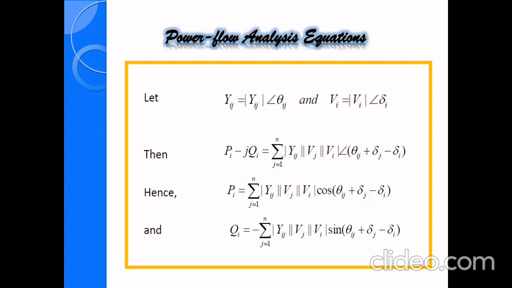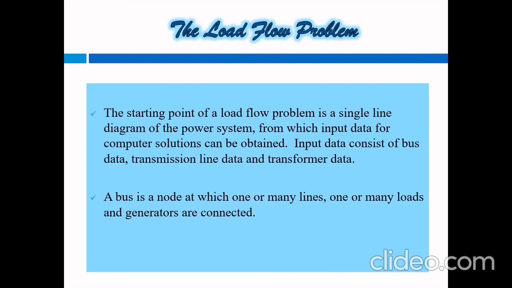So Pi is sigma of all this, Yij Vj Vi, then the cos of this angle results in real power. And if you take the sine of the same angle with a negative sign, because it is minus jQi, is it not? Qi is minus of sigma Yij Vj Vi sine of theta ij plus delta j minus delta i. So Pi is the real power injected into the ith bus, likewise Qi is the reactive power injected into the ith bus. So these are the equations which are required for conducting load flows. Now, what is the load flow problem?